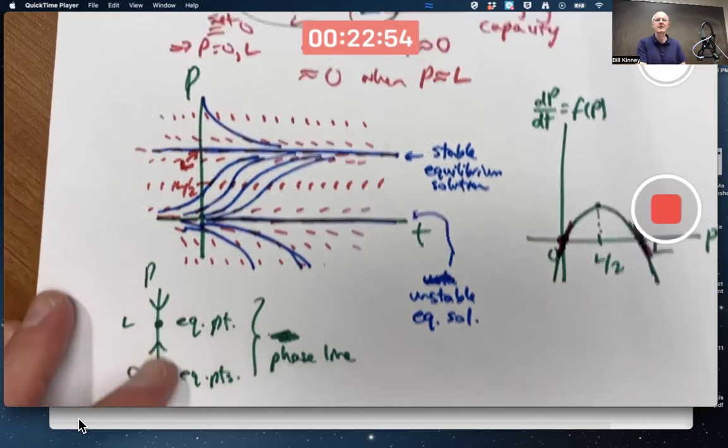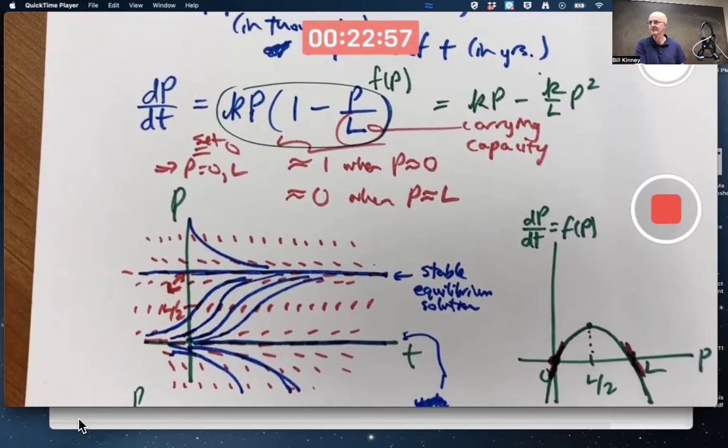But now let's go back to the differential equation and actually try to solve it. Yikes. Doesn't look so easy.